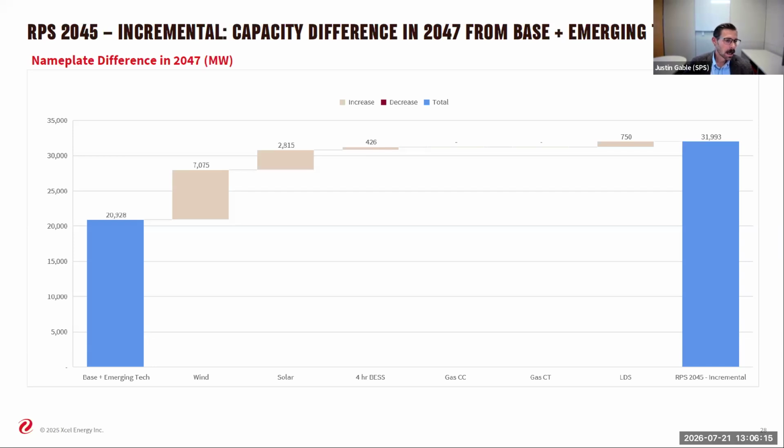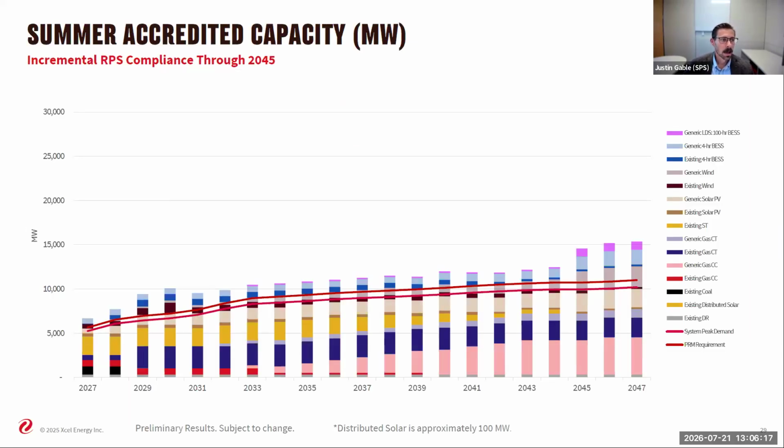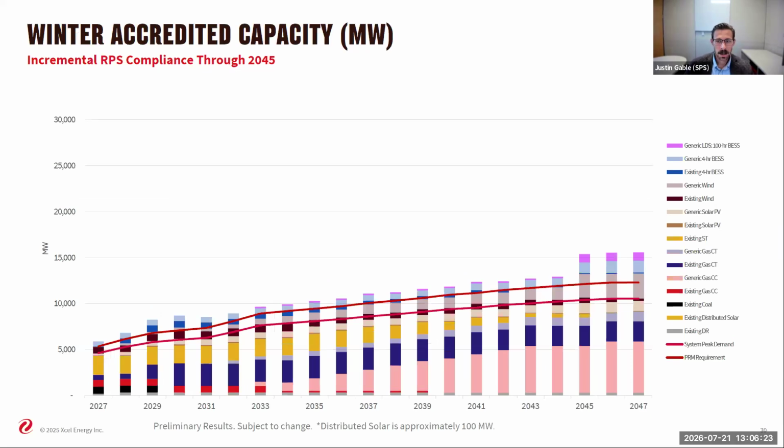All right, and we move to the next slides. We have our summer accredited capacity and our winter accredited capacity. As this is incremental, if we move to our winter accredited capacity slides, you're going to see that the winter accredited capacity is actually an overbuild because we're not building resources to meet a capacity requirement. We are doing it to meet an RPS requirement incrementally over our base capacity needs.